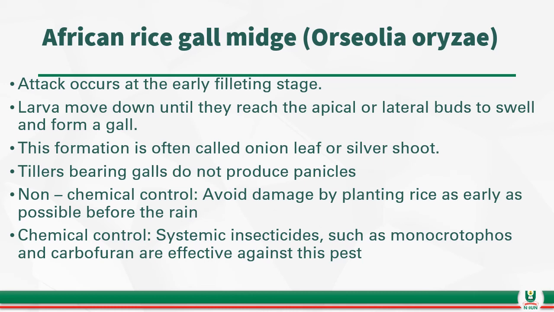If you want to control them non-chemically, you avoid damage by planting rice as early as possible before the rains. Before the rains, that is when you plant your rice. And to control them chemically, you use systemic insecticides such as monophosphorus and carbofuran. This is effective against the African rice gall midge.